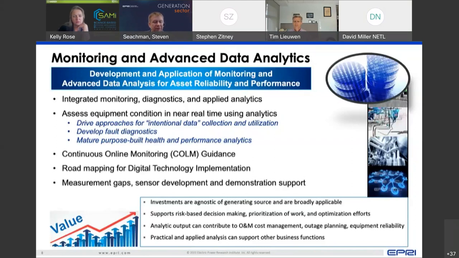Another one is this road mapping for digital technology implementation. So this is your company starting to look at digital technologies. Where do you start? Where are your shortcomings? What should you be looking at? And they're providing that opportunity as well through this program. And then lastly, of course, measurement gaps, sensor development, and demonstration support. So really looking at where instrumentation still needs to be developed to improve your plant digitization journey.